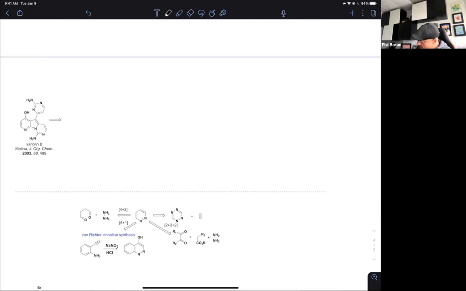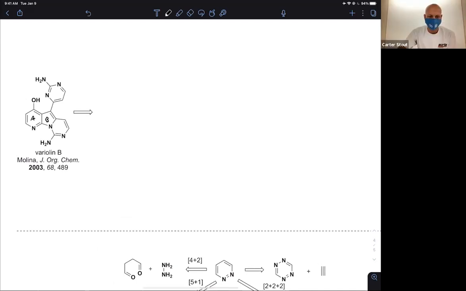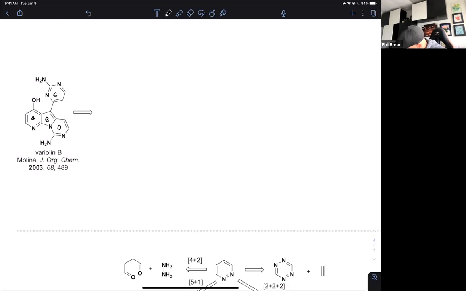In variolin synthesis, we have to try to identify some hidden symmetry. Can anyone see the hidden symmetry? If you disconnect alpha to the pyridine nitrogen. Brilliant. That is brilliant. Now look what happens.